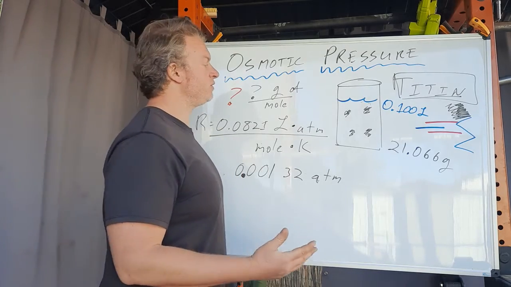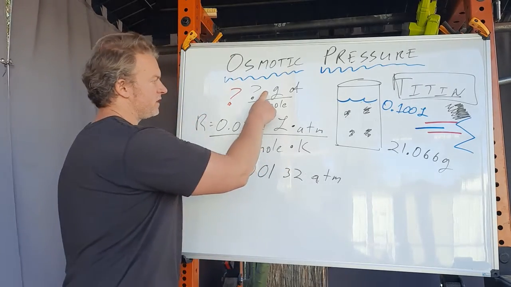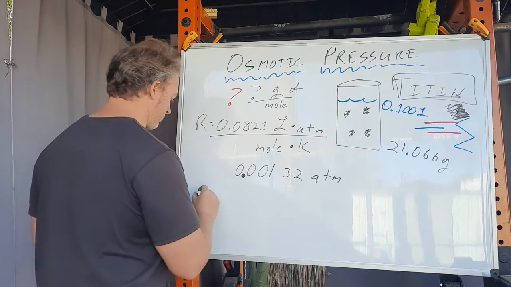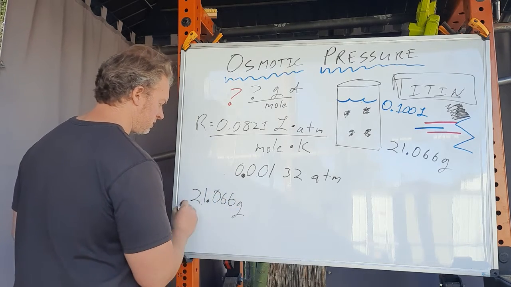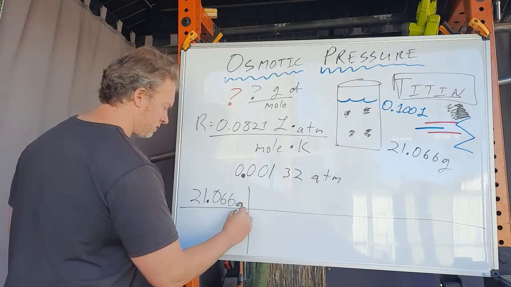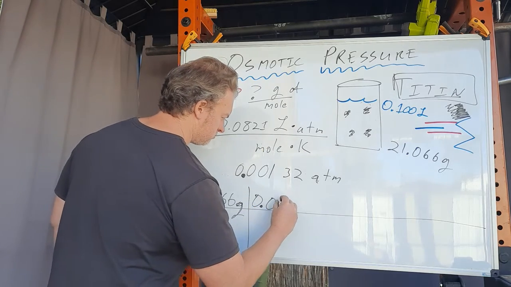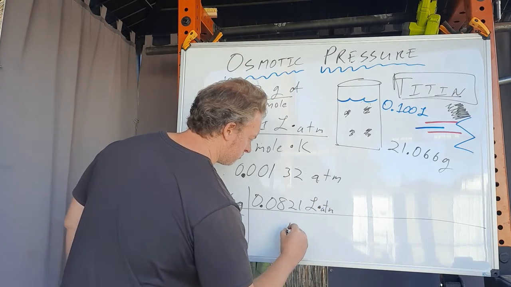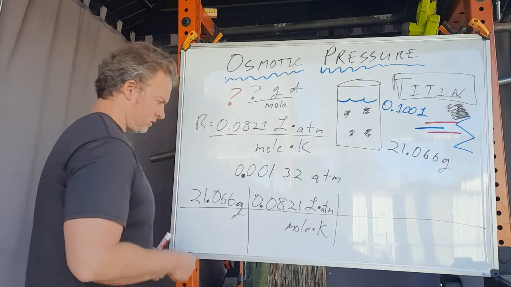Let's start setting up our scaffold and start canceling out units. We want grams on top and moles on the bottom. So I'm going to start with that right there because that is grams of titin. I need moles on the bottom.